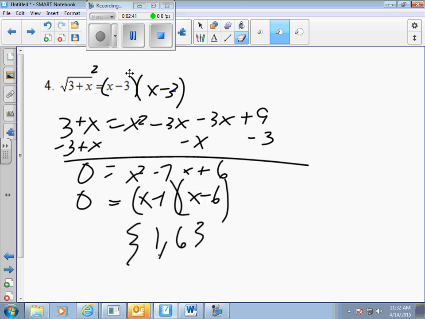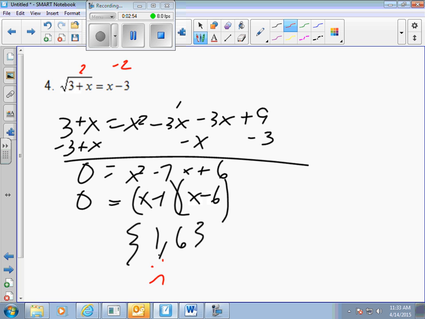But because we squared both sides, we need to check for extraneous roots. So let's put in 1. 3 plus 1 is 4. Square root of 4 is 2. 1 minus 3 is negative 2. This one is the extraneous root.